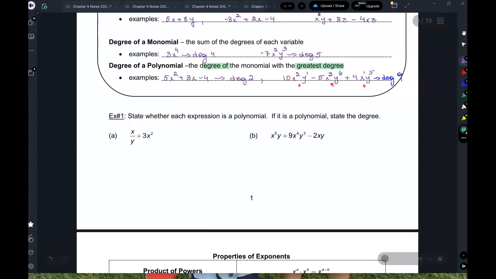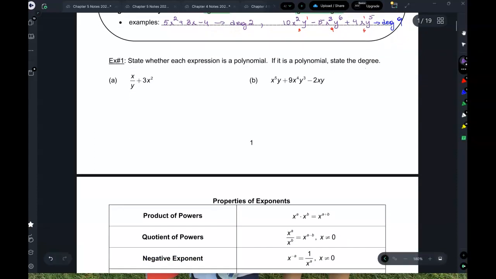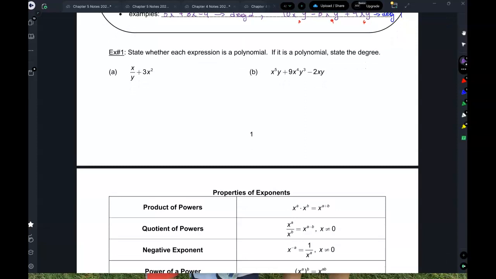Okay, so here, state whether each expression is a polynomial. If it is a polynomial, state the degree. So now, for it to be a polynomial, you cannot have any variables as a denominator, right? So here, because you have a variable in the denominator, this is not a polynomial.